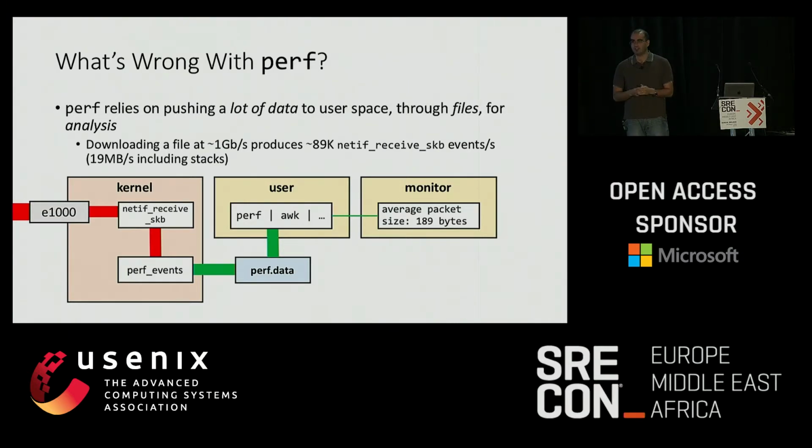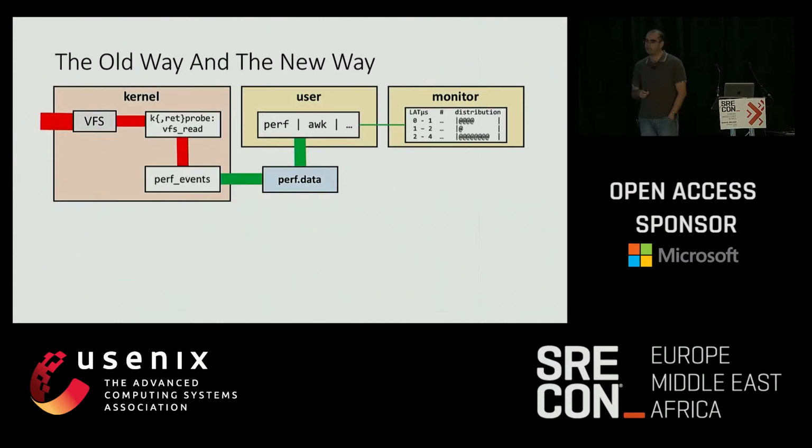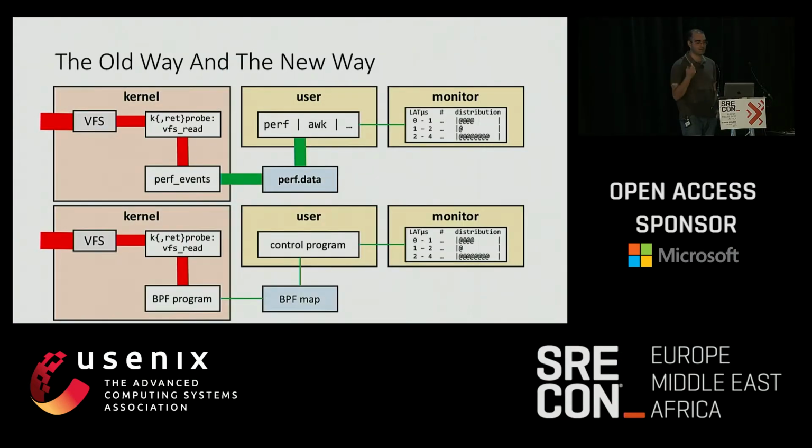So that's one of the key issues with perf that's sort of paved the way for alternative approaches. And one of these, which I'll also be talking about in my workshop later today, is BPF, which is here contrasted with the perf way. So up on top, you see, again, the perf approach. You have a bunch of data written to a file, and then you analyze that file in user space.